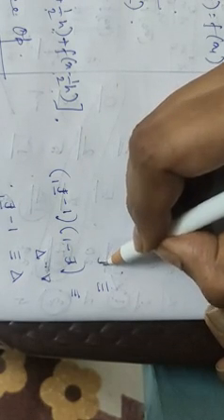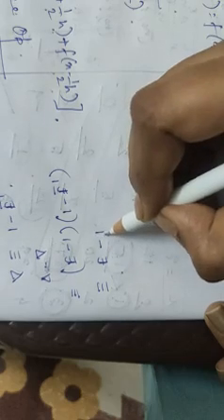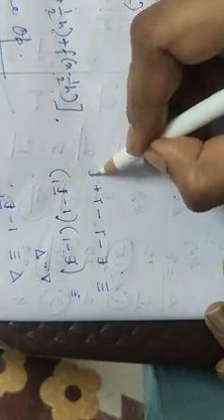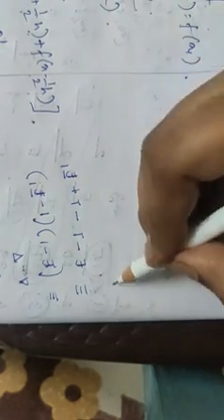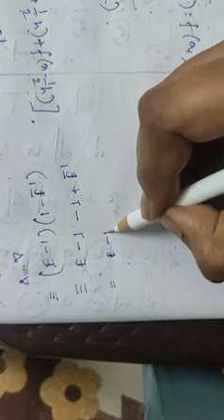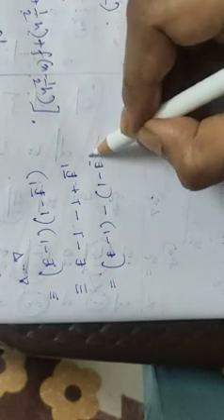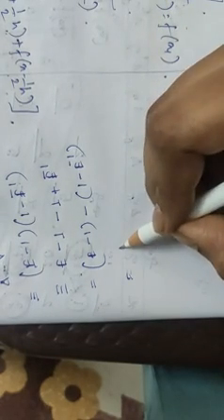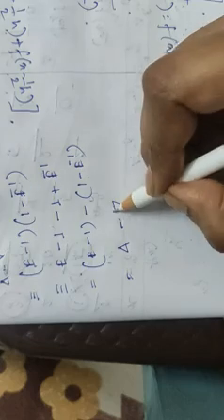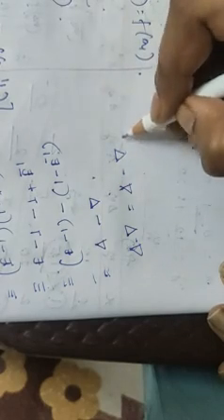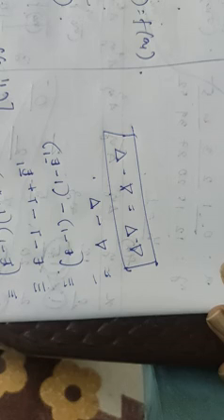this will become E into E inverse, that is 1, plus E inverse, keeping this one in brackets, and then this is forward delta and this is backward delta. So delta dot backward delta becomes this. This proves the result.